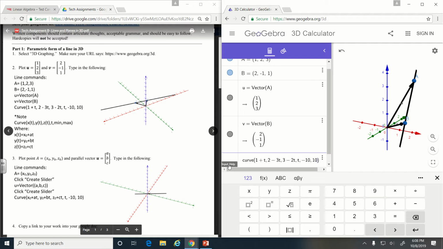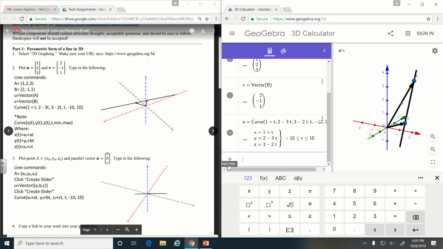It really doesn't matter what the lower and upper bounds are, because I'm just trying to give GeoGebra a place to start and stop with the graph. I could do negative 100 to 100. I can do negative 1,000 to 1,000. I can do negative 2 to 2. It's just how much of the line do I want to see. You can see it already plotted it on the graph, but I want to hit enter to lock it in.